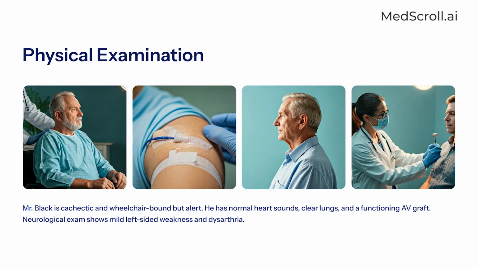Mr. Black is cachectic and wheelchair-bound, but alert and cooperative. His cardiovascular exam shows dual heart sounds without murmurs, normal JVP, and weak but palpable pedal pulses. Respiratory exam is clear. His abdominal exam is unremarkable with a palpable functioning AV graft in the right upper limb. Neurological exam reveals mild left-sided weakness and dysarthria, consistent with his stroke history. There is thoracic kyphosis and mid-spine tenderness, but no evidence of recent vertebral fracture. Peripheral neuropathy is present in the lower limbs, and feet are intact with no ulcers.